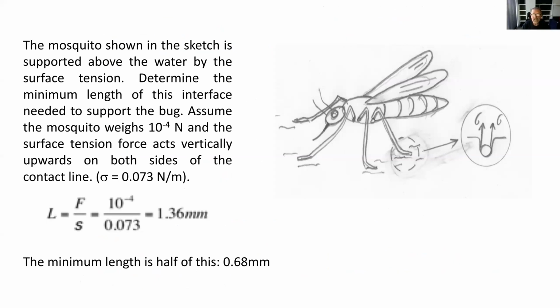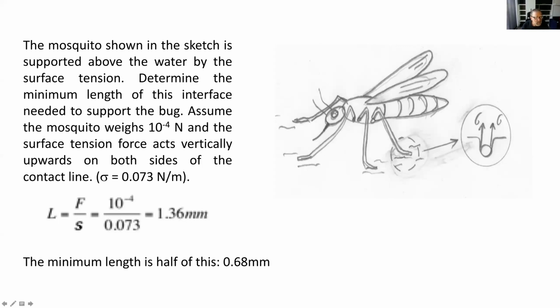Let's see. Sigma is 0.073 for water. And we know the weight of the mosquito is 10 to the minus 4 Newton, it's a tiny creature. We assume that here is his leg, it's circular, and it's pulling on 2 sides with the force of sigma. Then the weight in Newtons, divided by the length, which is 0.73. No, sorry, for sigma.